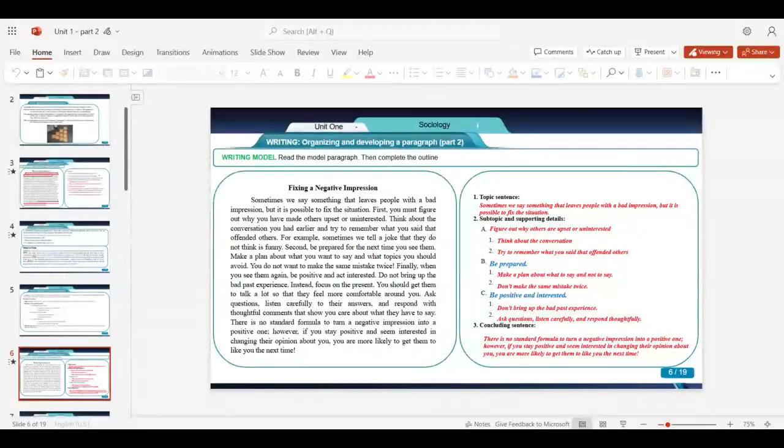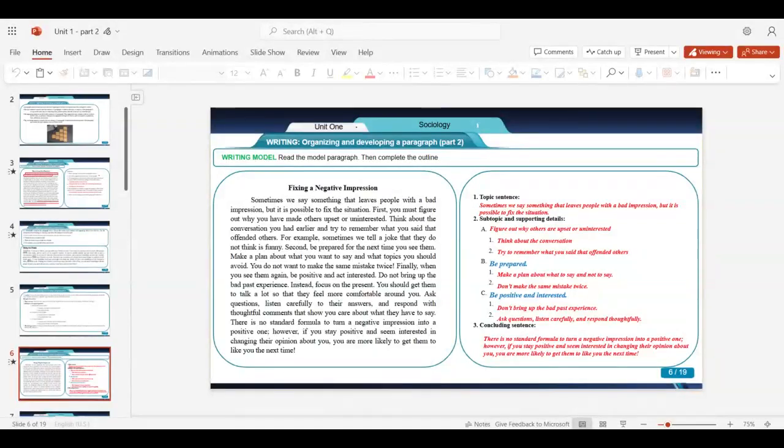Ask questions, listen carefully to their answers, and respond with thoughtful comments that show you care about what they have to say. There is no standard formula to turn a negative impression into a positive one. However, if you stay positive and seem interested in changing their opinion about you, you are more likely to get them to like you the next time. So you see, that is how we finish our paragraph.